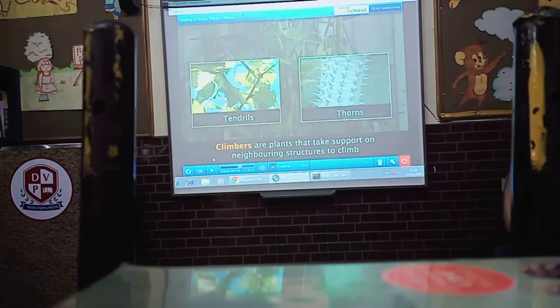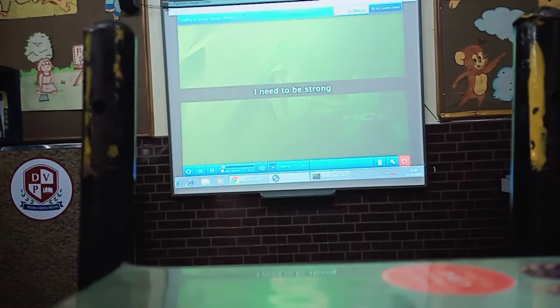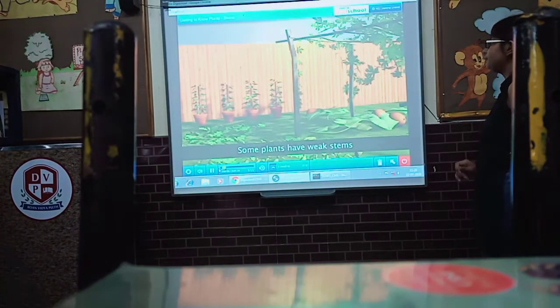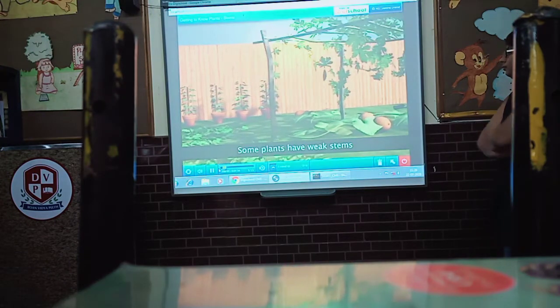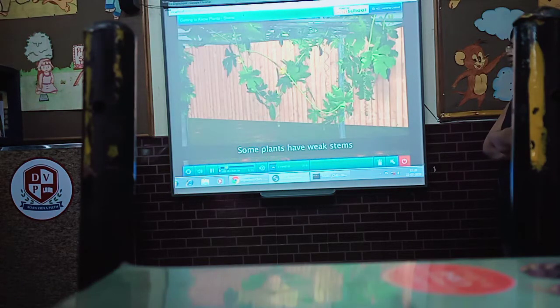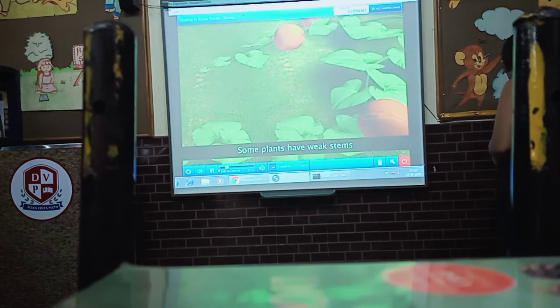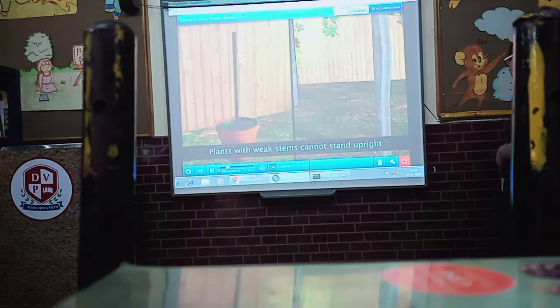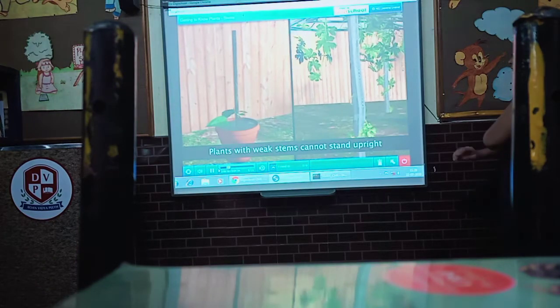The topic is stem. Can you guess what such plants are called? Many plants like money plant, bittergourd, and pumpkin have weak stems. Such plants cannot stand upright.